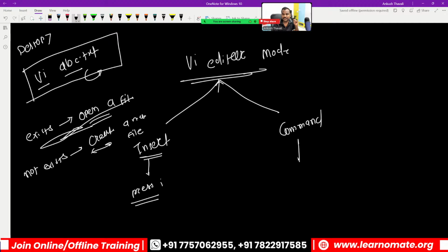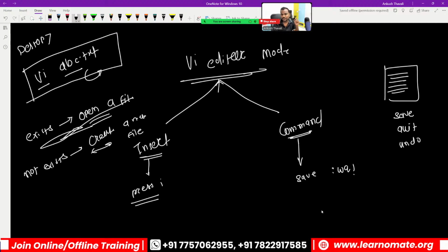And what is command mode? Command mode is mainly useful when, let's say, I opened the new file, I have inserted some data, and after that my work is done, so I want to save the file or I want to quit the file. Sometimes I want to do undo also. So these all come under the command mode. If you want to save a file, we have the command :wq!. Whenever you don't want to save a file, just quit it, we have the command :q!. Likewise, we have different commands.